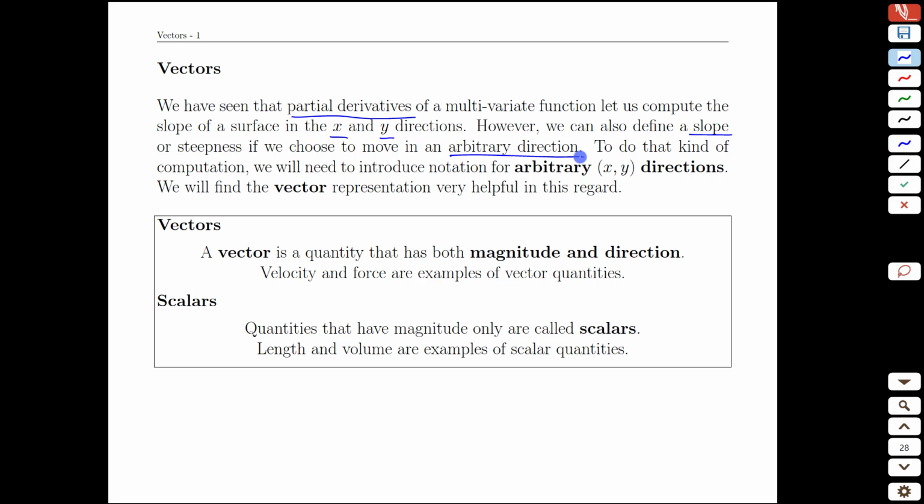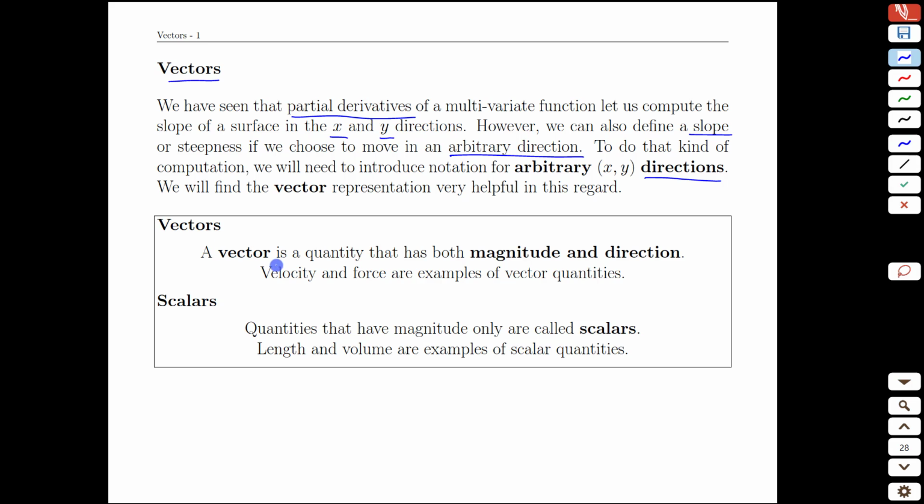What if we want to head northeast or south-southwest? What about those directions? The surface will have a slope in those directions, but we need to develop a language that'll help us talk about those directions so we can then get to the slopes. The tool we'll use for those directions is the tool of using vectors.